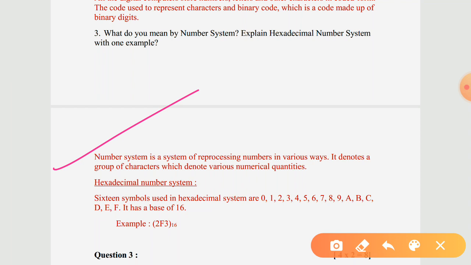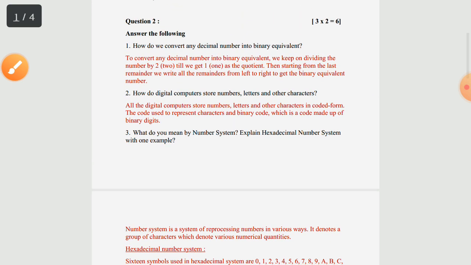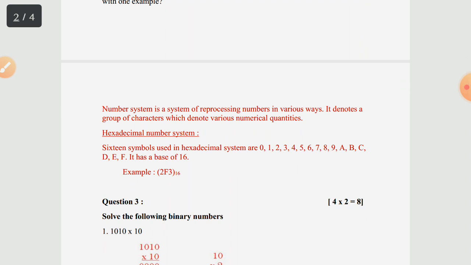Now about the hexadecimal number system, 16 symbols are used: 0, 1, 2, 3, 4, 5, 6, 7, 8, 9, capital A, B, C, D, E, F. It has a base of 16, and as an example you have to include this one, or it doesn't matter if you have included any other example. This is the second question. Every part contains 2 marks, so give yourself the marks accordingly and very honestly.